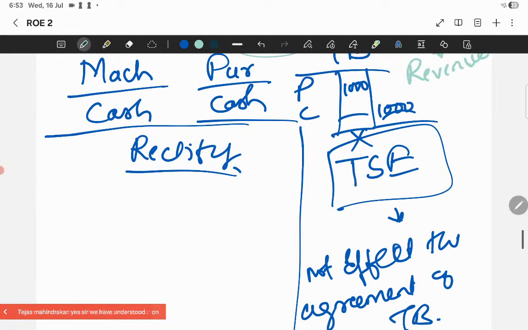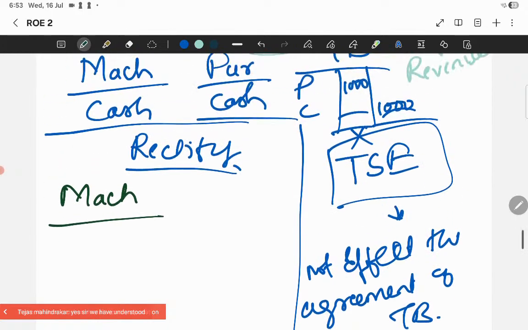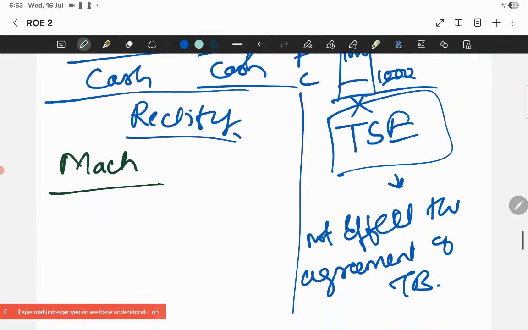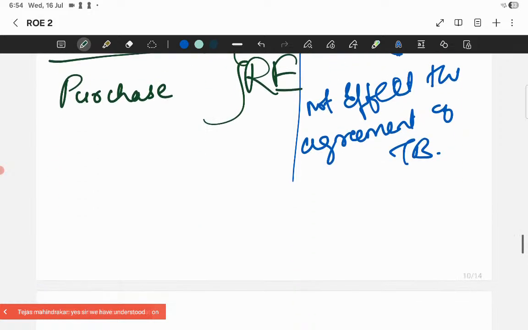The rectification is, what has to be rightly debited is machinery account. What is wrongly debited? Purchase. Now, purchase has to be credited. So, this is the rectification entry: machinery account debit to purchase account.